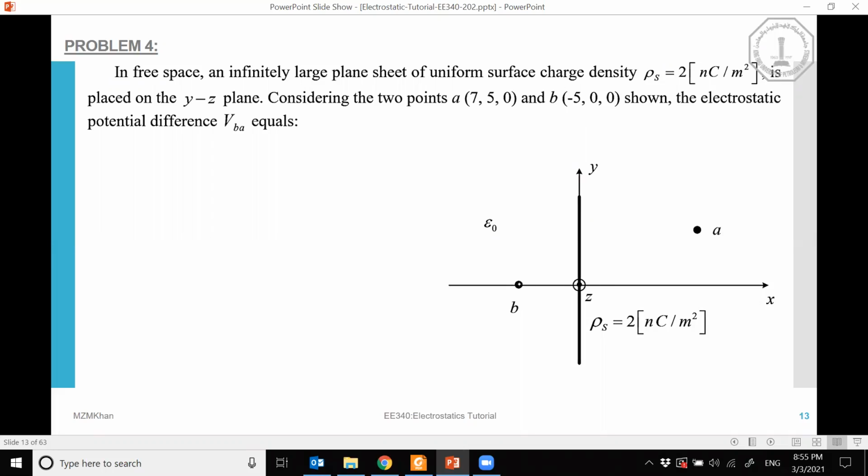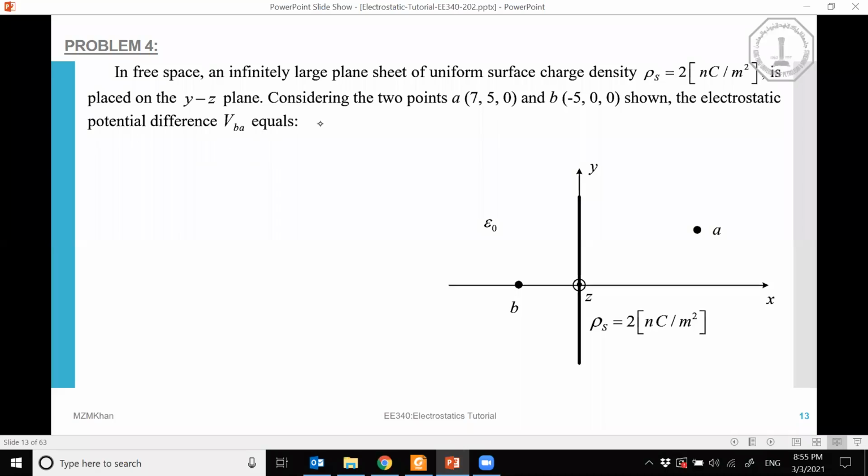So x is minus 5, y is 0, and z is 0. Since both the points are in the xy plane, because z is 0, can you see here? So they are in the xy plane. This is the point A, this is the point B. That's why we are seeing the problem in the xy plane.